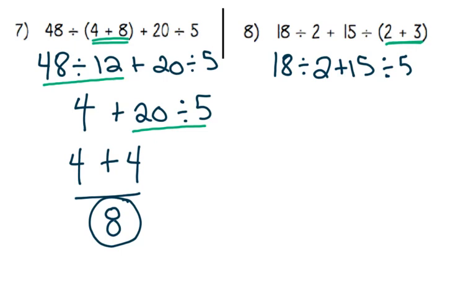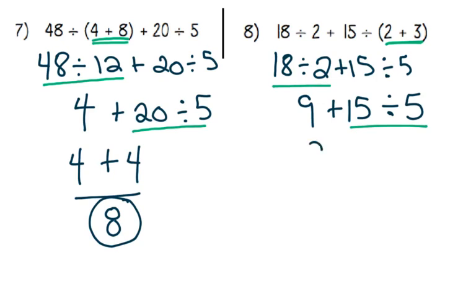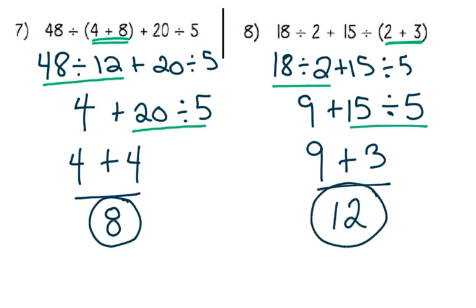Now, 18 divided by 2 plus 15 divided by 5, we have to go left to right, and we have to do the division first. So we get 18 divided by 2 is 9, plus 15 divided by 5. 9 plus 15 divided by 5. We're going to have to do that division first. So we get 9 plus 3, and our final answer is 12.